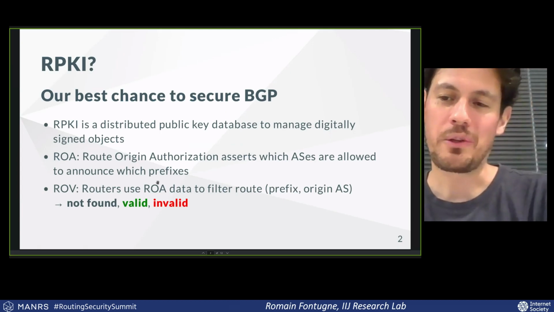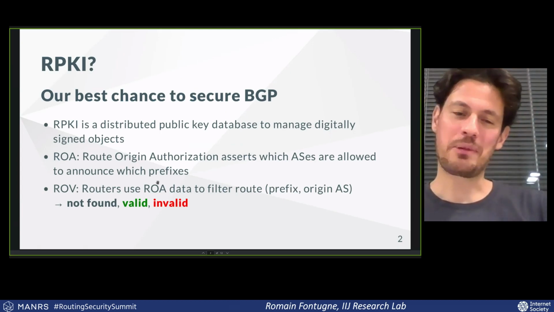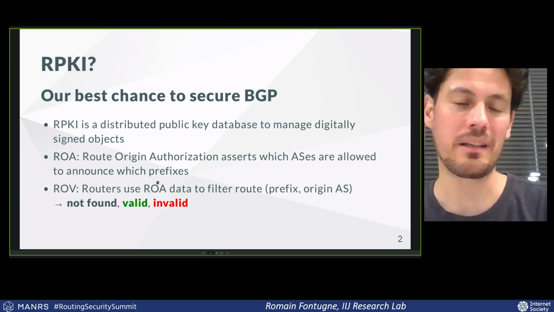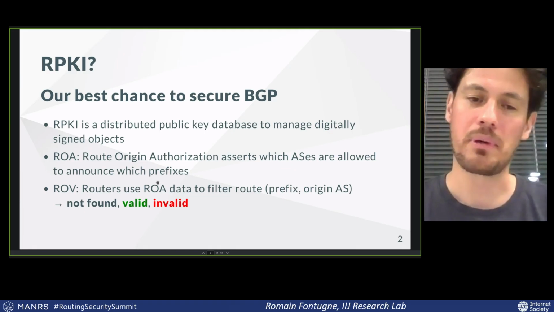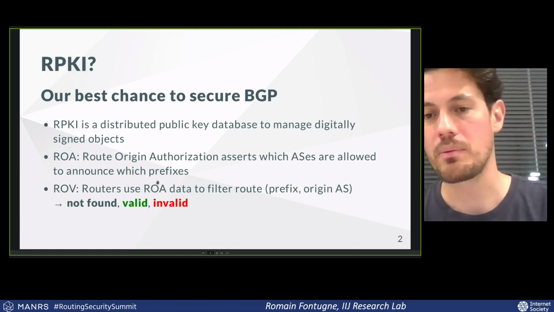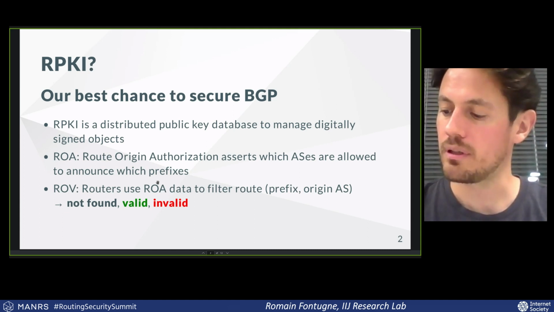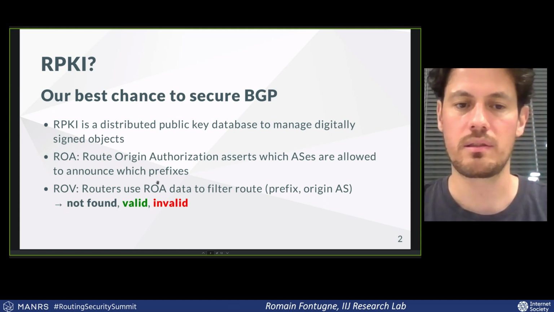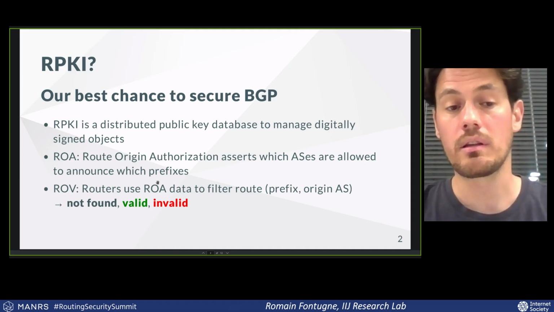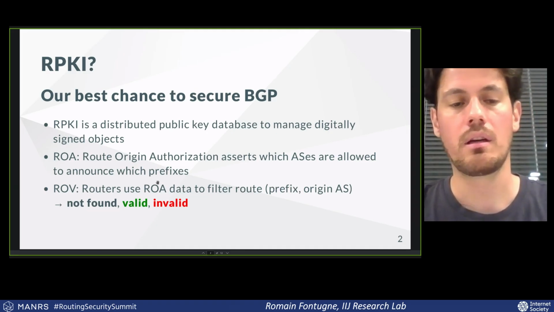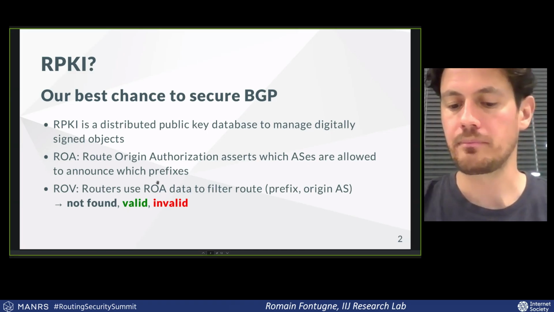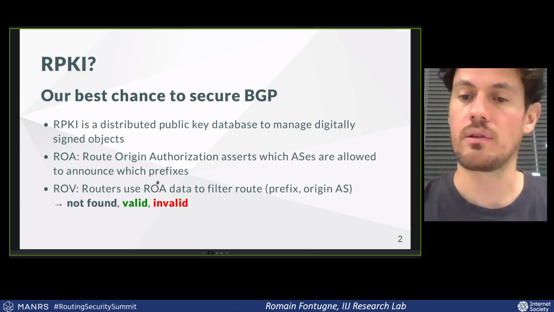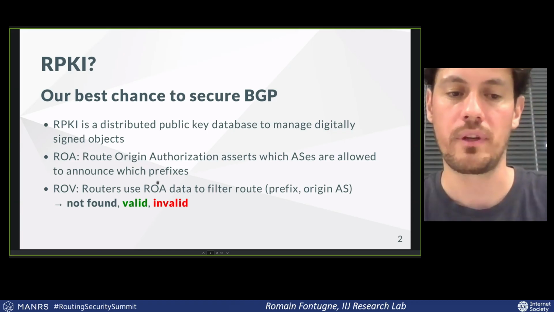So I guess here the audience is pretty much aware of RPKI, but I will do just a brief summary. RPKI is more or less our best chance to secure BGP. You can see RPKI as a database where we have digitally signed objects. Currently the most common objects in RPKI are called Route Origin Authorizations, or ROAs. And a ROA just tells us which AS is authorized to announce a prefix.